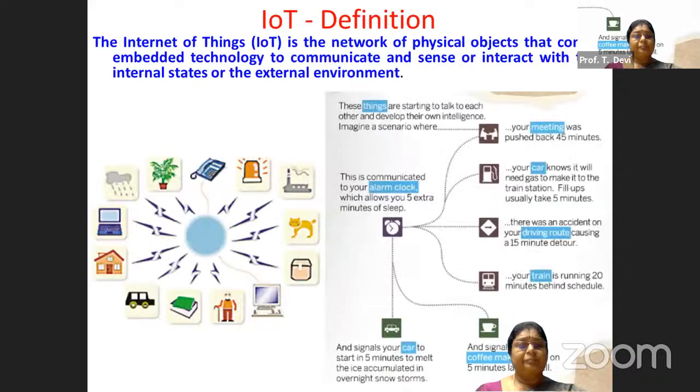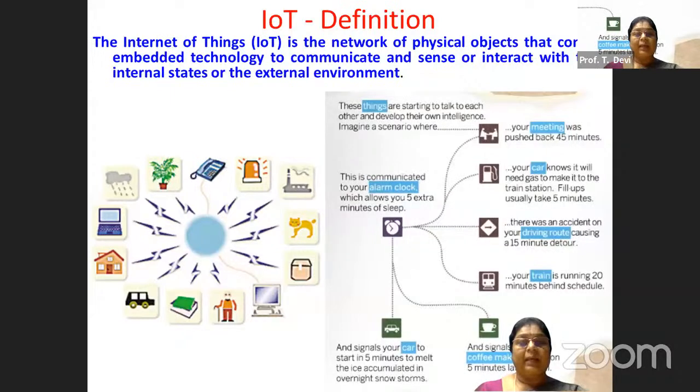Now, if you look into the definition, Internet of Things is the network of physical objects that contain embedded technology to communicate and sense or interact with their internal states or the external environment. So it is a network of physical objects like phone, laptop, fridge, TV, your car, smart car, that contain embedded technology that will communicate with each other using sensors. So they sense or interact with their internal states or the external environment. For example, these things are starting to talk to each other and develop their own intelligence.